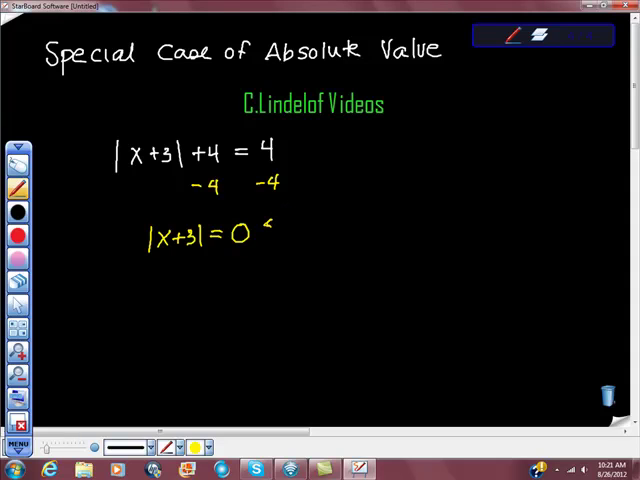Because how many numbers have a distance of 0 from 0? Well, just one does, and that number is 0. So we get x plus 3 is equal to 0. x is equal to negative 3. So in this case, we have only one solution. So this is a special case.